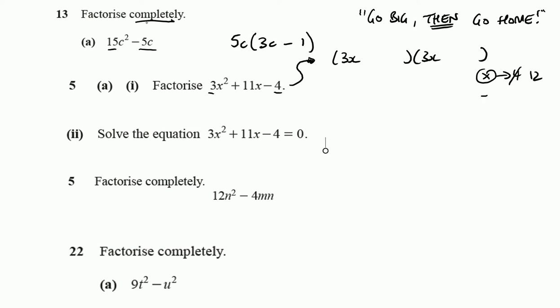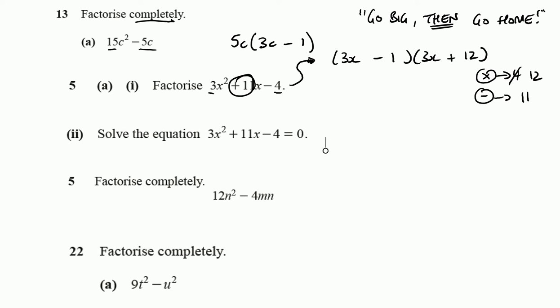Because of all this extra work we're doing, with our extra 3x and our extra factor of 3 in the 12, we don't have to do the same thing for the middle number. Okay, that can stay 11. So I know I'm looking for two numbers that multiply to make 12 and subtract to make 11. Those numbers are clearly going to be 12 and 1. Because it's a plus 11, I have to say plus 12 and minus 1 to make that happen.